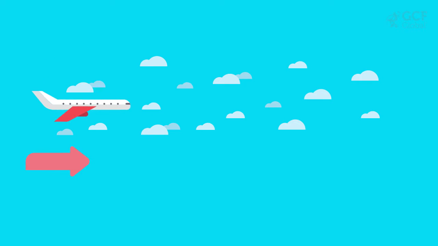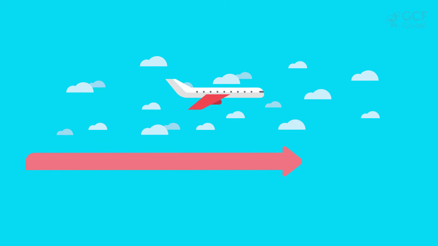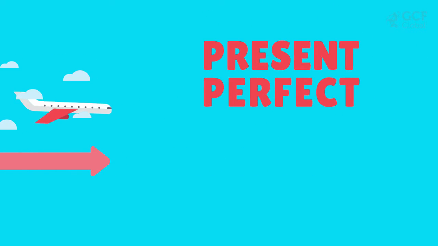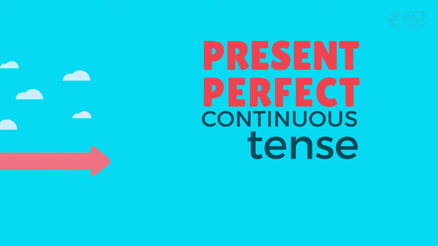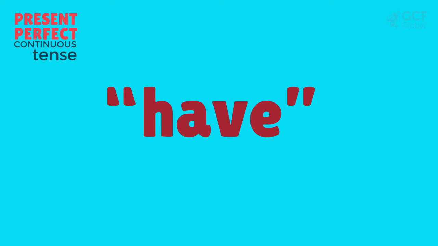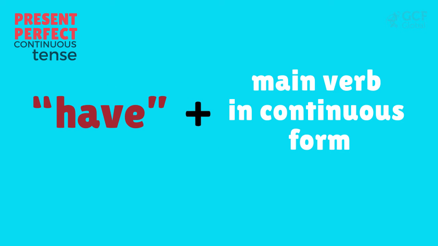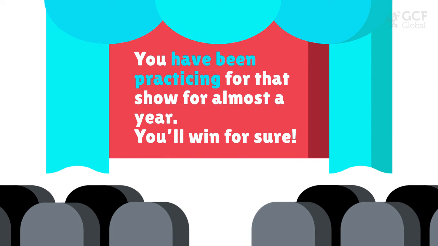If we talk about something that started in the past but continues in the present, we use the present perfect continuous tense. Keep in mind that this tense is composed of the auxiliary verb have plus the main verb in continuous form. For example, you have been practicing for that show for almost a year.